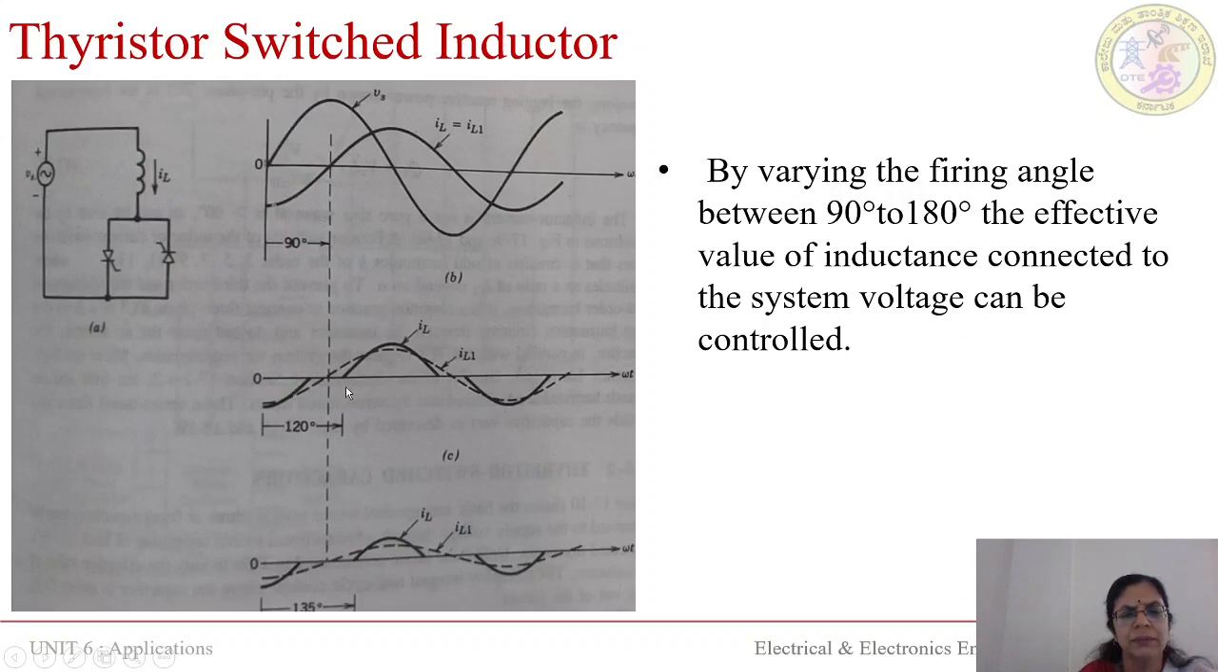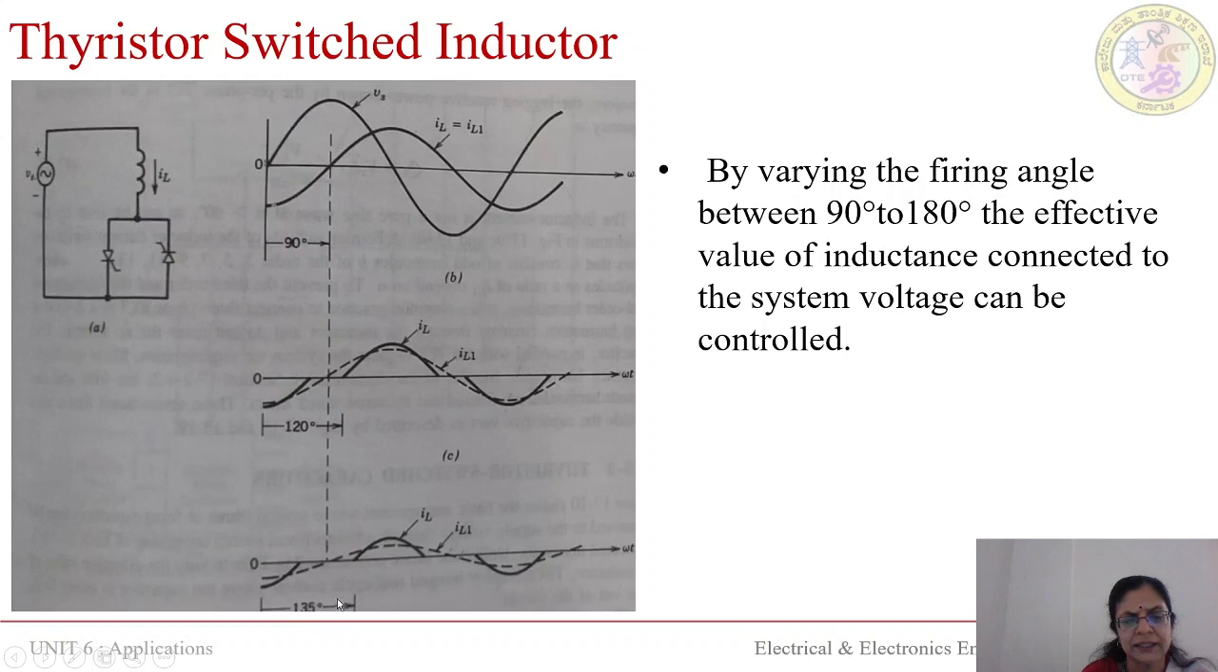So obviously what will happen? Conduction angle just reduces, right? Conduction angle reduces means naturally the current will also reduce, which in turn will reduce the reactive power. That is, conduction angle reduces, RMS value of current reduces, which gives an effect of increased inductance by which reactive power is reduced. Next, in this third figure, if you see, firing angle is further increased.